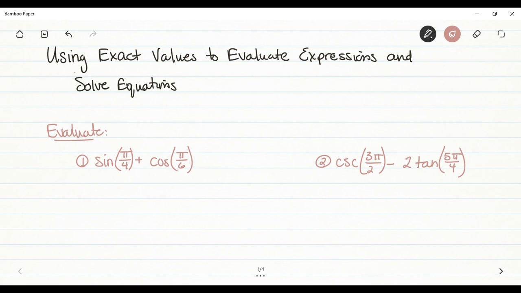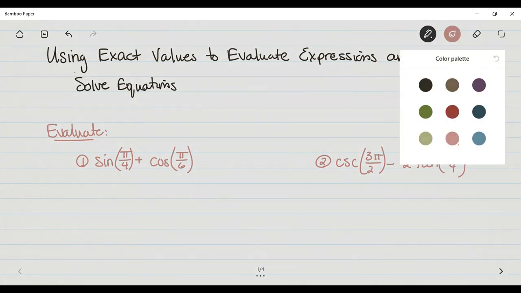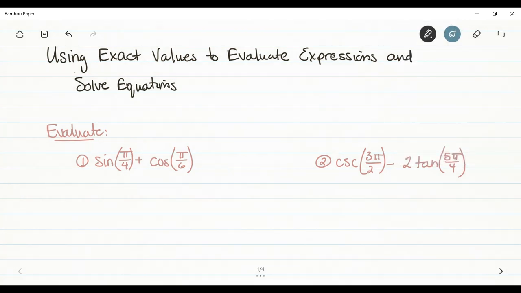So to evaluate something like sine of pi over 4, we know that in quadrant 1, the ratio for this angle is equal to square root of 2 over 2. Also in quadrant 1, we have pi over 6. Cosine of pi over 6 from our unit circle is equal to root 3 over 2. When you combine these, the only way you can combine fractions is if you have a common denominator, which we have. So our denominator is 2, but our radicals in the numerator are unlike radicals, so they do need to remain separate.